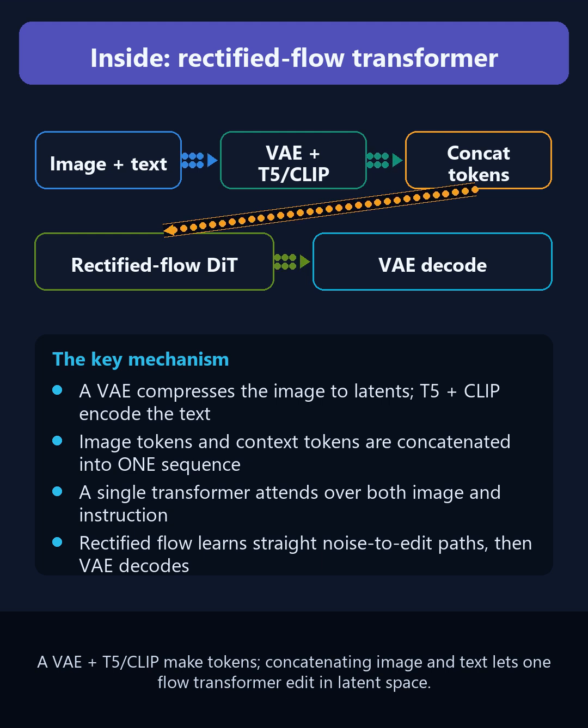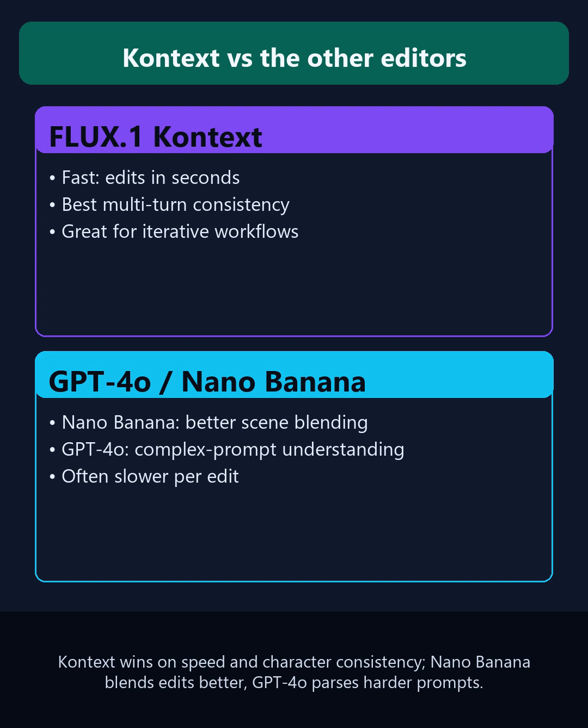Under the hood is a rectified-flow transformer working in latent space. First, a variational autoencoder compresses the image into latents, while T5 and CLIP encode your text. The clever part is simple. It concatenates the image tokens and the context tokens into one sequence, so a single transformer sees both. Rectified flow then learns straight paths from noise to the edited latent, and the autoencoder decodes it back to pixels, fast and stable.